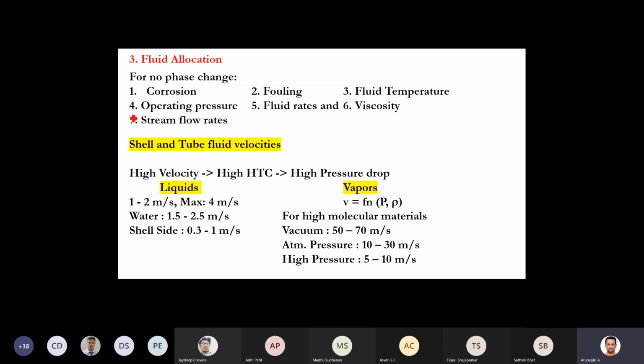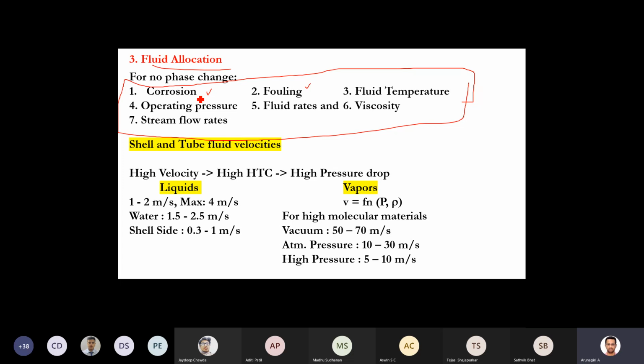Okay. Then the third point is fluid allocation. So for fluid allocation we have to account for different things. Okay, the 7 factors we have to account for. So corrosion and fouling, these are the 2 important things. So whenever the fluid is corrosive or fouling in nature, those fluids will be used in tube side. Why?